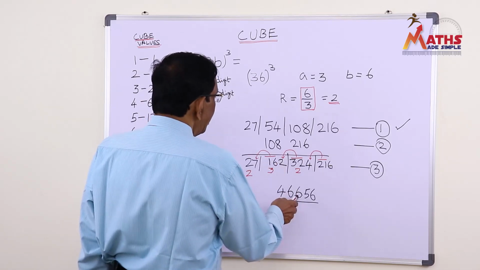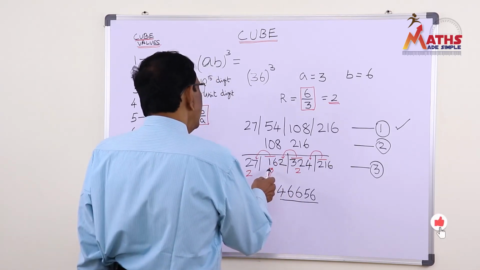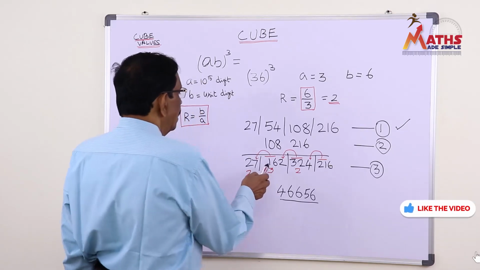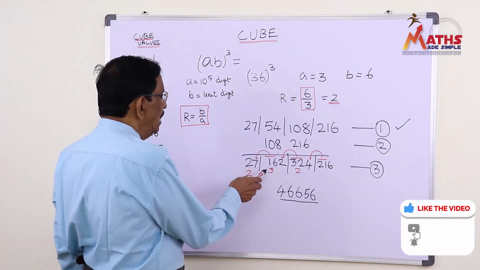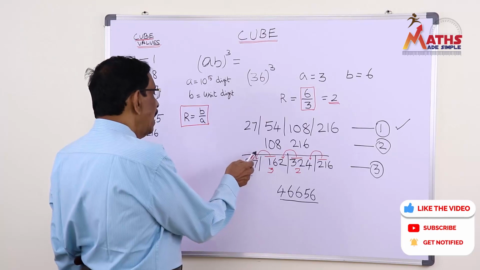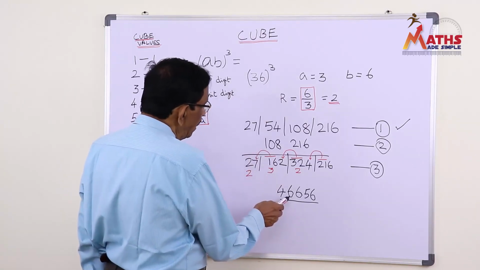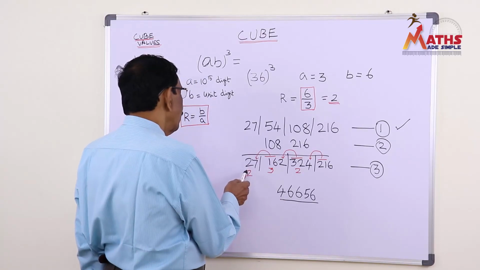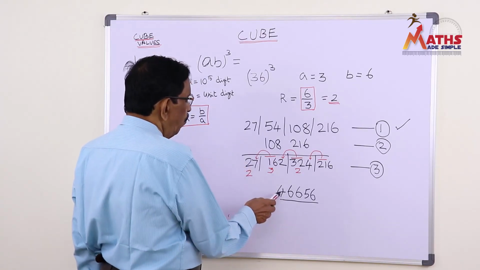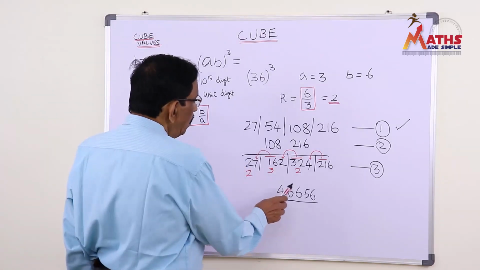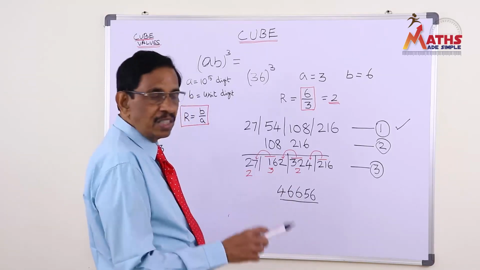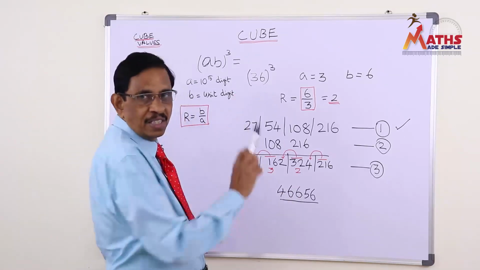I put 6 here, and 3 is carried along with 16. 16 plus 3 is 19. 19 is carried to 7, 26. I will put 6 here, and 2 is carried here. 2 plus 2 is equal to 4. So 46656 is the cube value of 36.